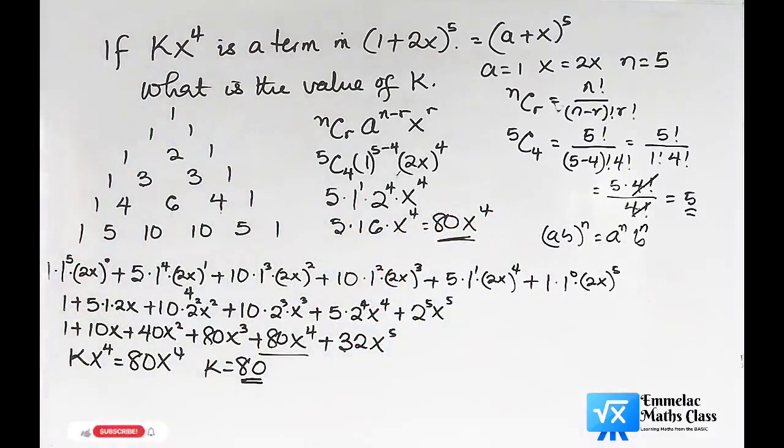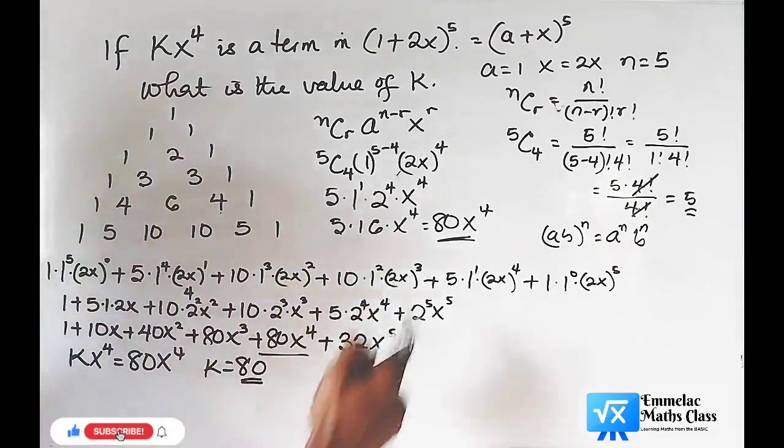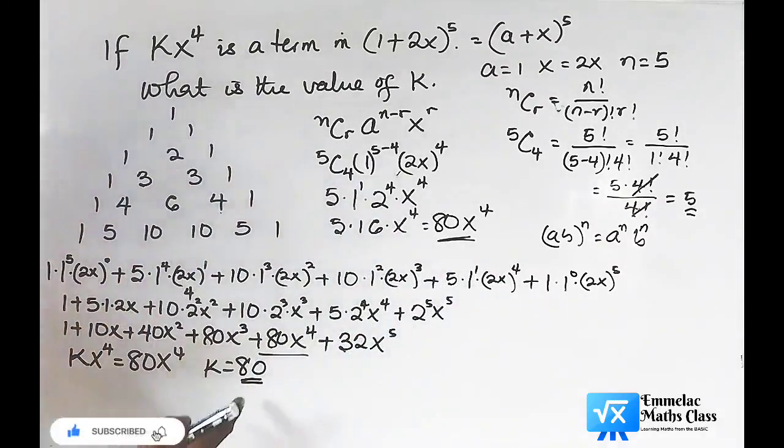Alright, so we can see that using the formula method and the Pascal triangle method, we still get the same answer. So 80 here and 80 here.